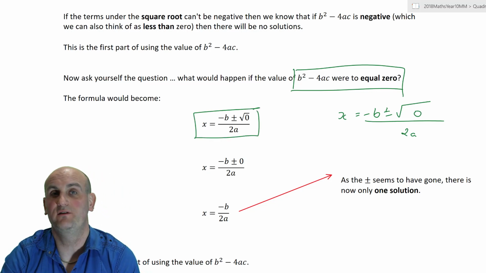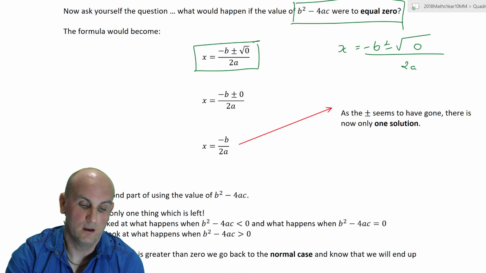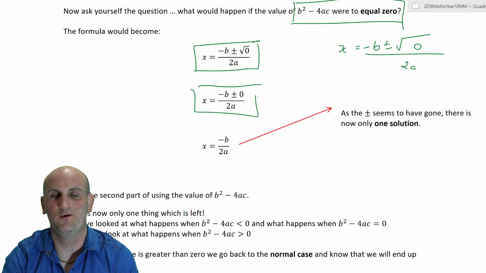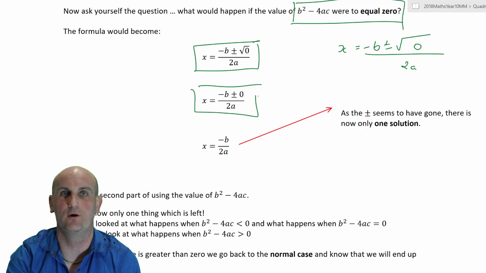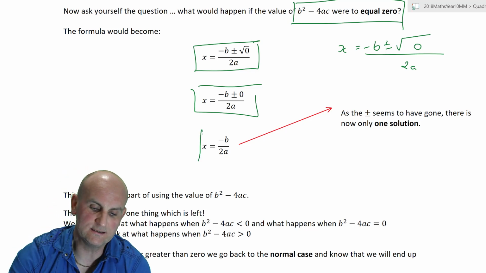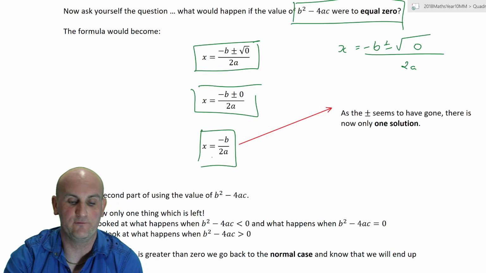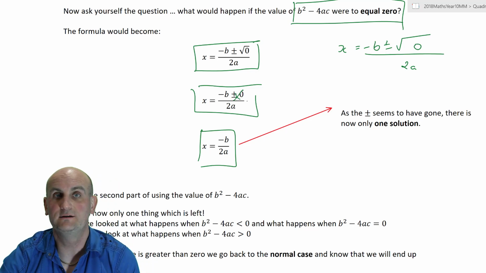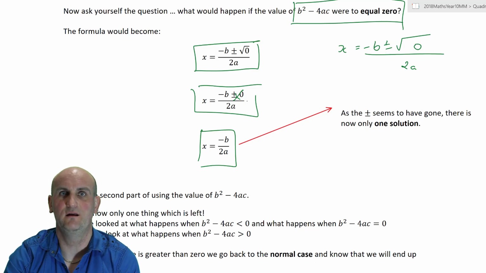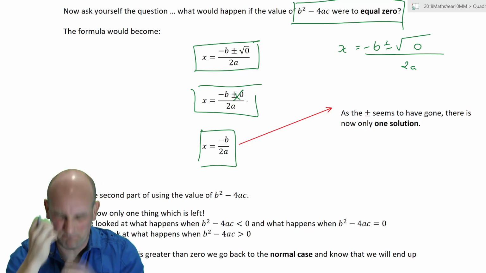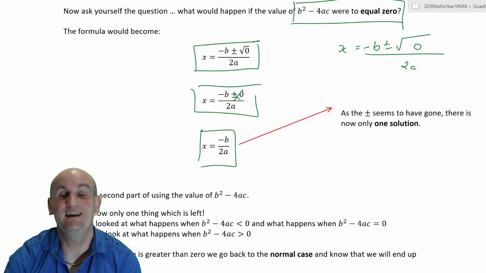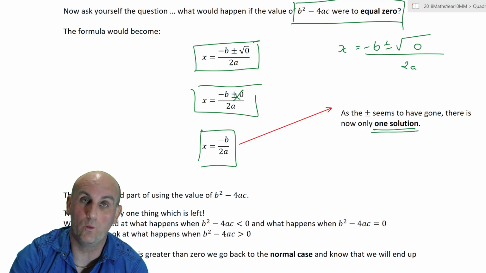Well, we know the square root of 0 is 0. Putting it down to this section here, we got minus b plus or minus 0. Well, hold on a moment. If I add 0 on or take 0 off, I'm going to get exactly the same value. I'm going to get the same answer. So, ladies and gentlemen, it turns out that I get left with this plus or minus 0 disappearing and just minus b over 2a. Well, if the plus and minus has disappeared, there's only one solution. And when b squared minus 4ac is equal to 0, then actually we get that one solution.